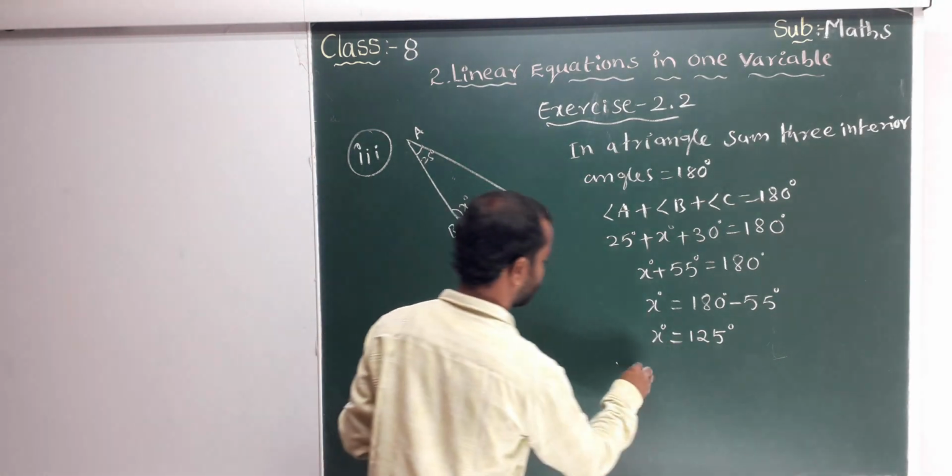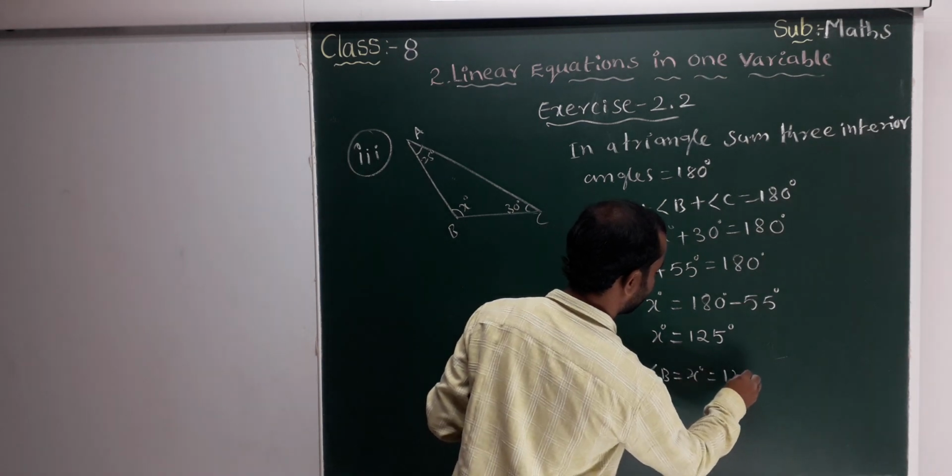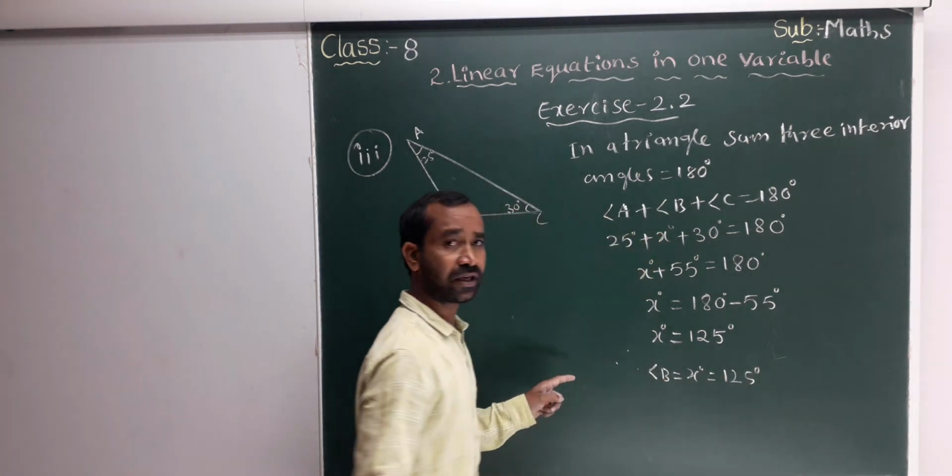So therefore angle B equal to x equal to 125 degrees. Okay. End of this class.